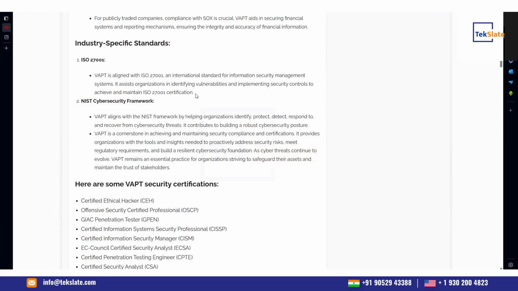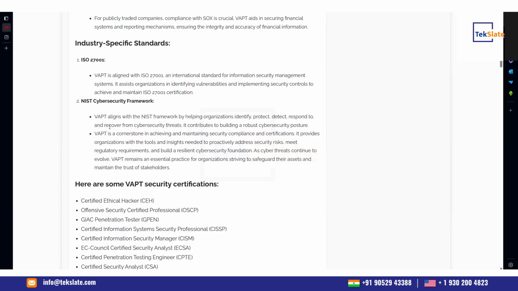Coming up to the next part, the NIST cybersecurity framework. VAPT aligns with the NIST framework by helping organizations identify, protect, detect, respond to, and recover from cybersecurity threats. This includes all the five measures which can be used in VAPT: identify, protect, detect, respond, and recover. First, we identify the vulnerabilities, protect against them, detect them, and respond to them. Then, after responding, we recover from the cybersecurity threat.